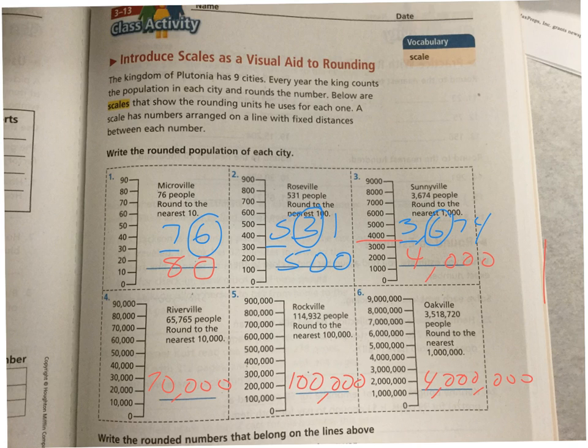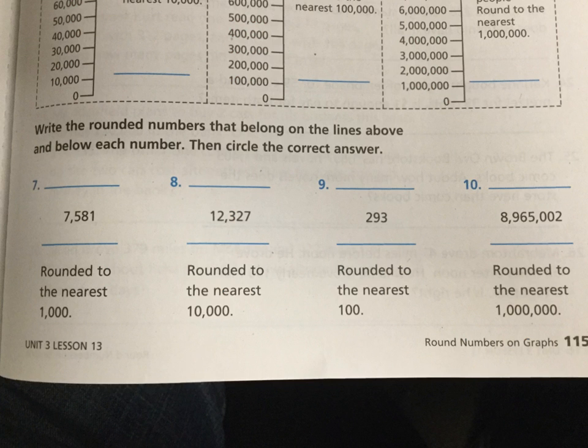All right, let's move on to the bottom part of the page. Same concept, but now look at number 7. We have the number 7,581. It says write the rounded numbers that belong on the lines above and below each number. Then circle the correct one. These are the 2 possible answers.